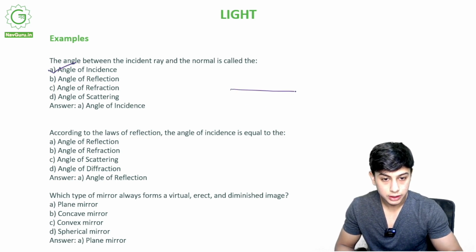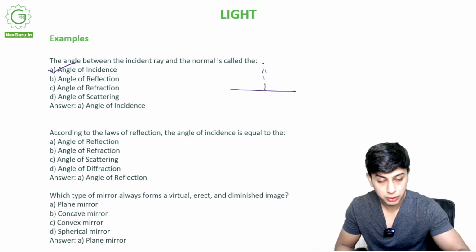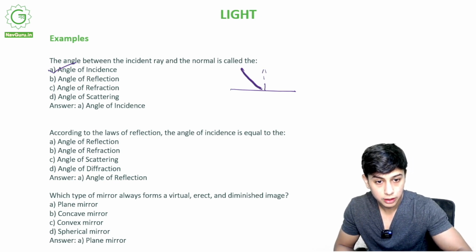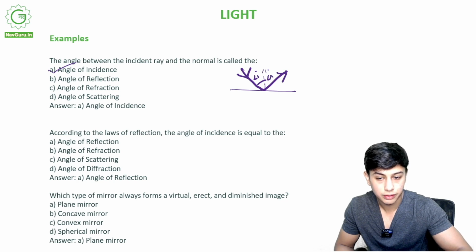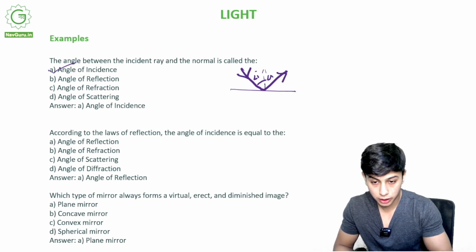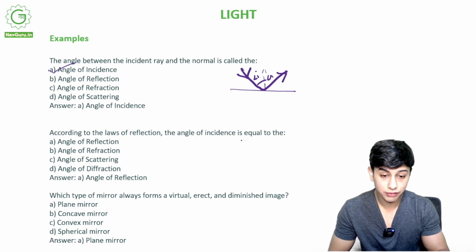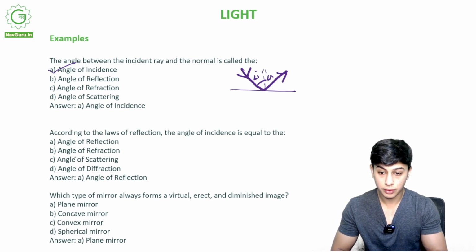Alright, see, this is the normal. This goes like this. This is the angle of incidence and this is the angle of reflection. According to the laws of reflection, the angle of incidence is equal to the angle of reflection.